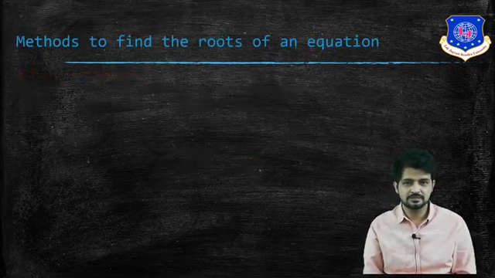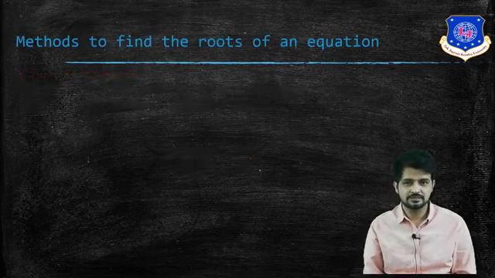Let us study the classification of the methods to find the roots of the equation. Okay, roots of the equation can be found with the help of iterative methods. There are basically two types of iterative methods: bracketing methods and open methods. And the methods till now that we were using are direct methods.